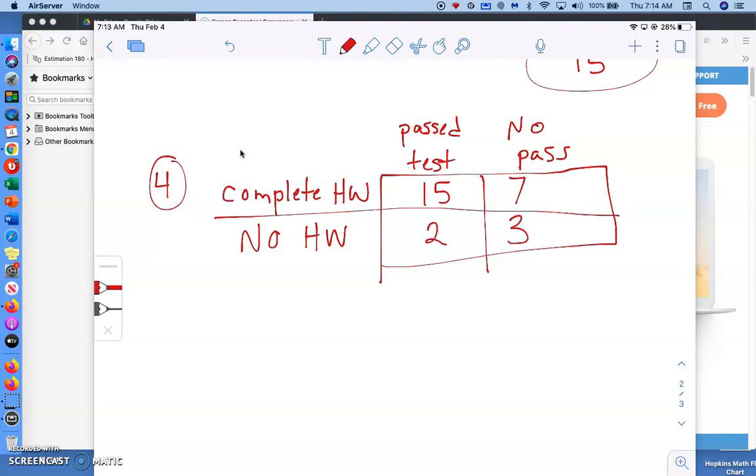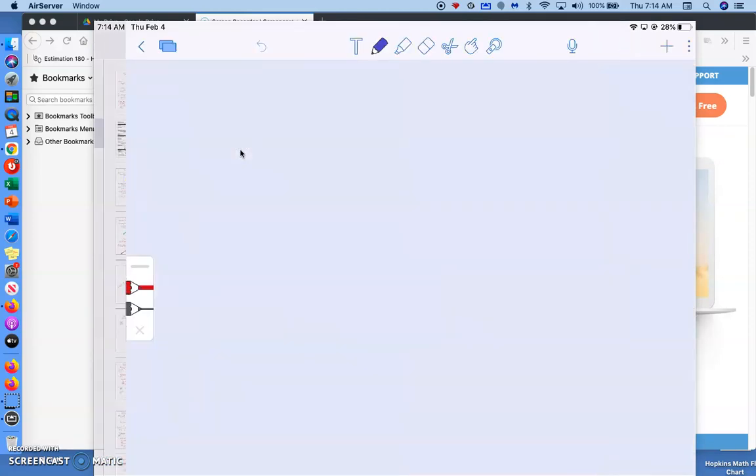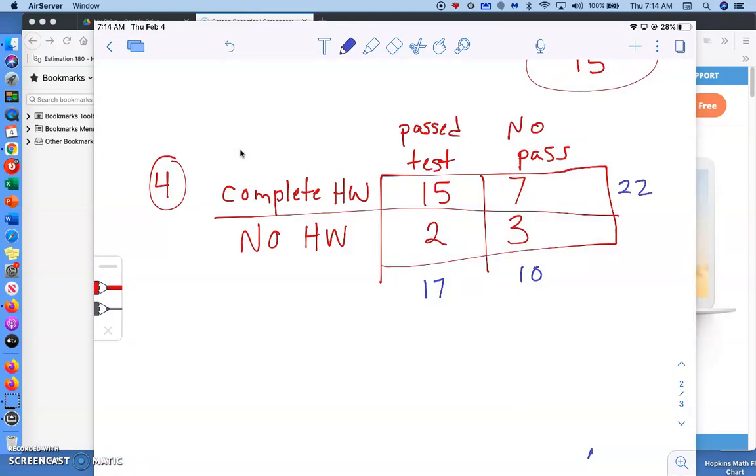So the first thing we do, let's do some more totals here. So 15 plus 2 is 17. 7 plus 3 is 10. 15 plus 7, oh my gosh, I'm sorry guys, is 22. 2 plus 3 is 5. So our grand total, when we look out here, 22 plus 5, is 27. And the same thing for 17 and 10.